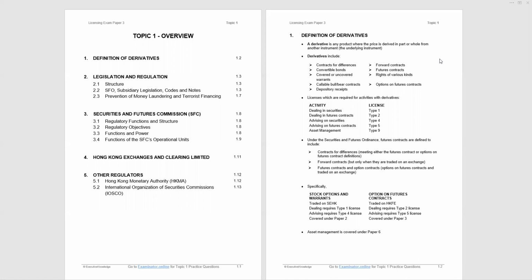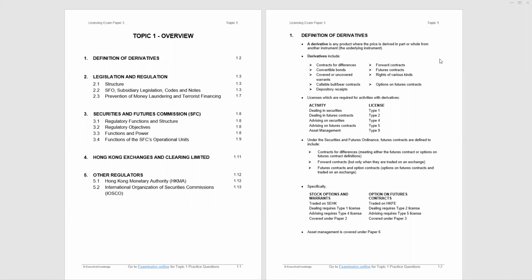Now, dealing with derivatives, you may have to hold a number of licenses, and we've listed them there: licenses 1, 2, 4, 5, and 9. But the licenses really that we will be considering in paper 3 are 2, dealing in futures contracts, 5, advising on futures contracts, and also 7, providing automated trading services, which is not there, but does come under this paper.